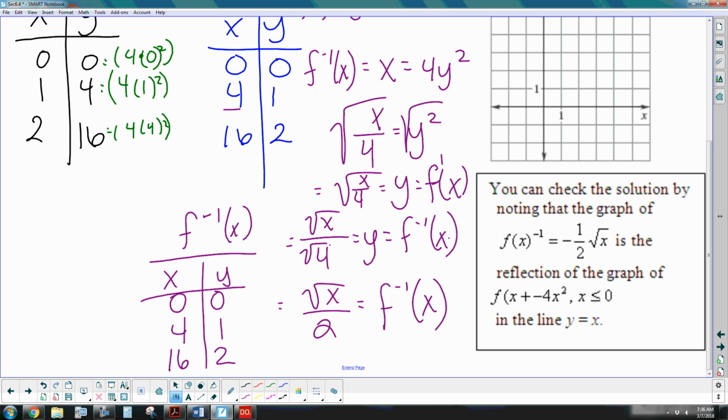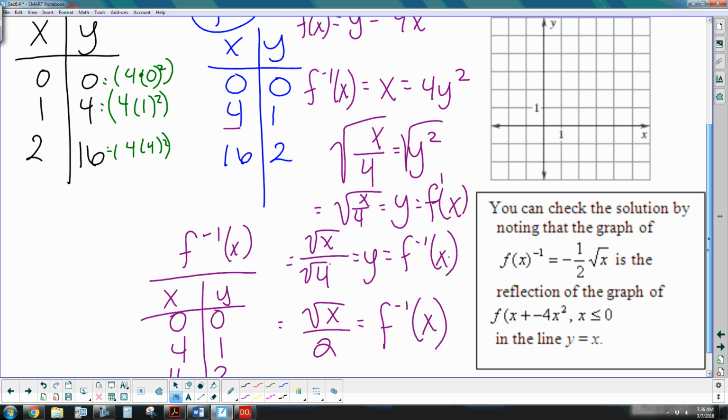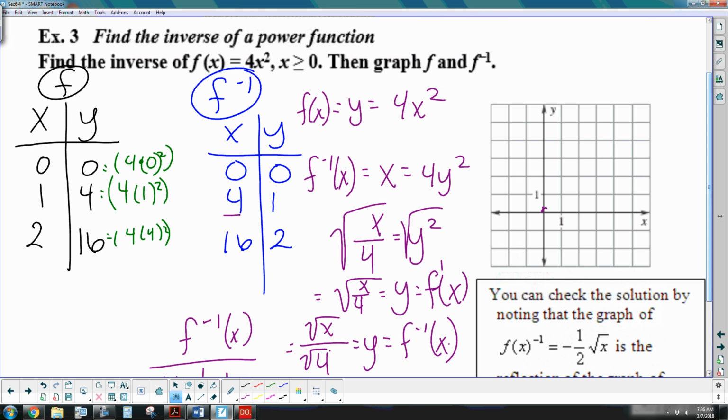Okay, so now let's graph the inverse function and our original function. I'm going to graph the inverse function in purple. (0, 0), (4, 1), and then way over here, (16, 2). So in my domain, again, it starts at 0. That's my restriction. So I'm not going to graph anything less than 0 for my x values.